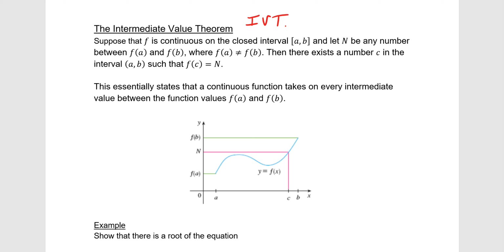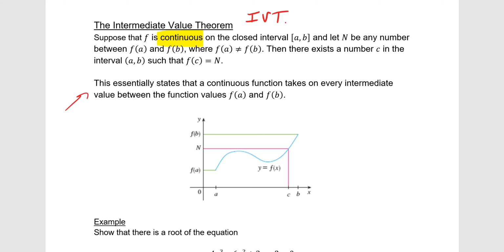So what the intermediate value theorem tells us, that if f is continuous, so this is very important, it has to be continuous, on the interval a to b, and let's say that capital N is some number between f of a and f of b, then there has to be a number c, which is an x value, in the interval such that f of c equals N. So let's go ahead and just see what this means. I wrote right here, it states that the continuous function has to take on every intermediate value between f of a and f of b.